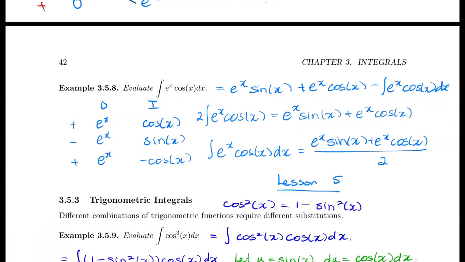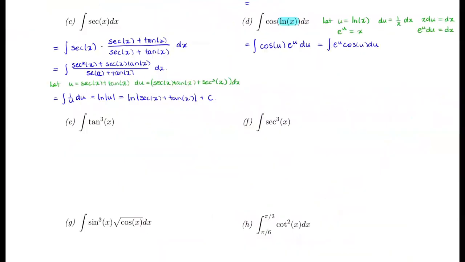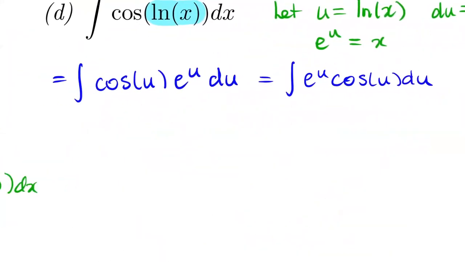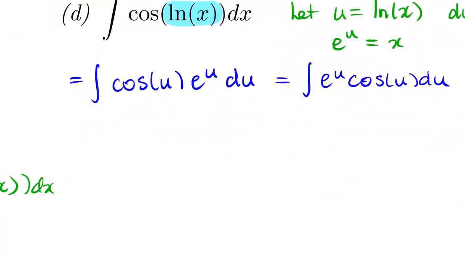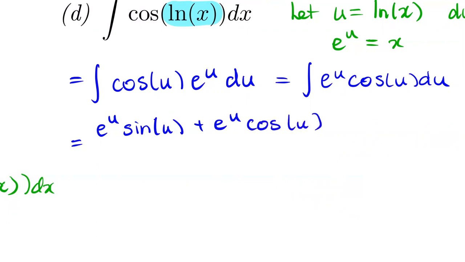So we have that. Let me go back to the page. So we found this integral before, so I'm just going to put that in. So we have e to the power of u sine of u, and then we also had a plus e to the power of u cos of u. And then we divided by 2.